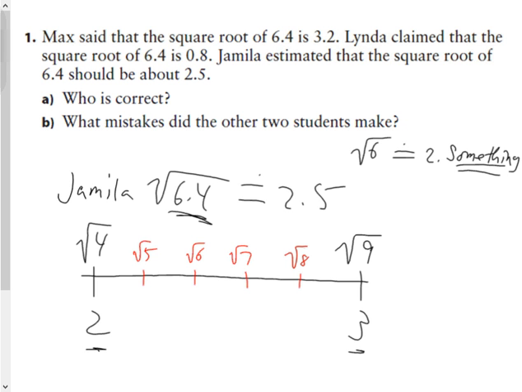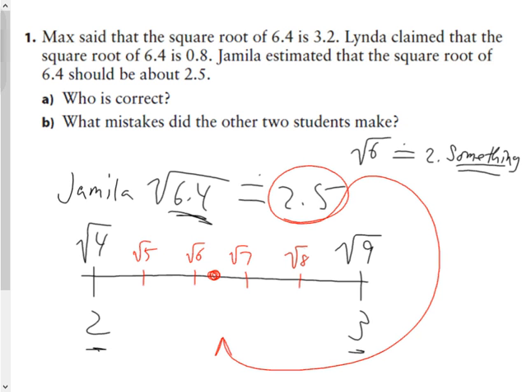So therefore, the square root of 6.4 is approximately there, which is almost right in the middle. And therefore, it is reasonable for the square root of 6.4 to be 2.5.